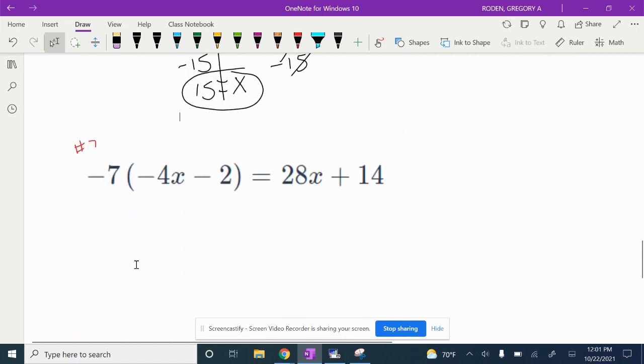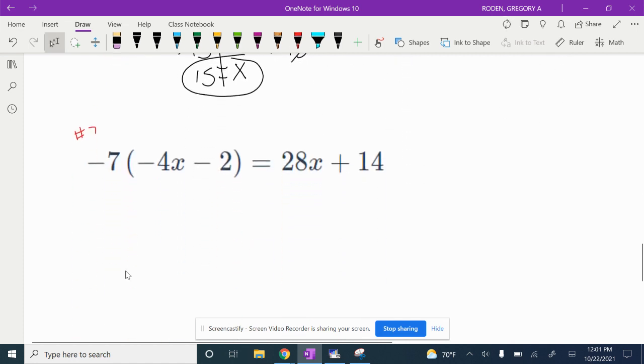All right, 2 more examples, guys. Now, we're going to get some funky stuff happening here. So here we go. What happens on number 7? Pay close attention. On number 7, I'm going to still do the distributive property, okay?